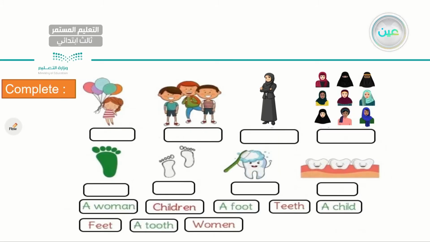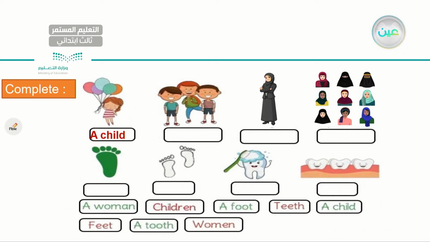Now, I have 8 pictures and I have 8 words. Let's go ahead and read the words and then try to complete the spaces. A woman, children, a foot, teeth, a child, feet, a tooth, women. Very good. Let's start with the first one. I have a picture of a child. Very good. A child, singular. Okay?